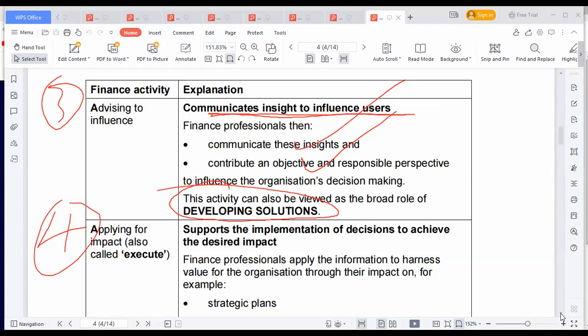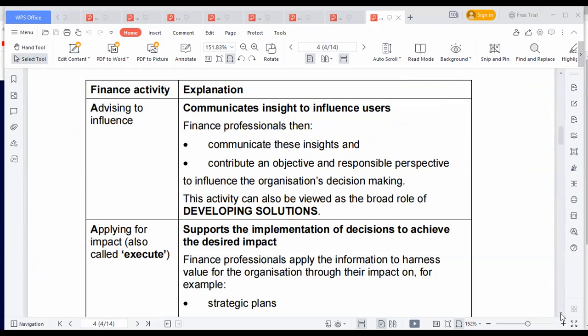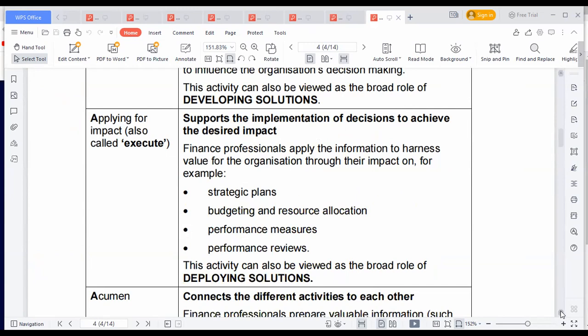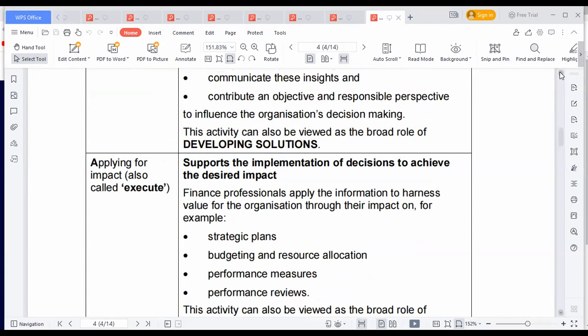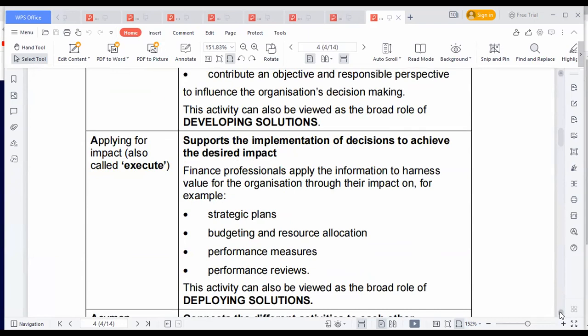Point number four, what exactly are we talking about? Applying for impact, and then we look at acumen. So we need to be able to apply for what? Apply for impact. And what do you mean by apply for impact? Remember, we said we develop solutions for managers.